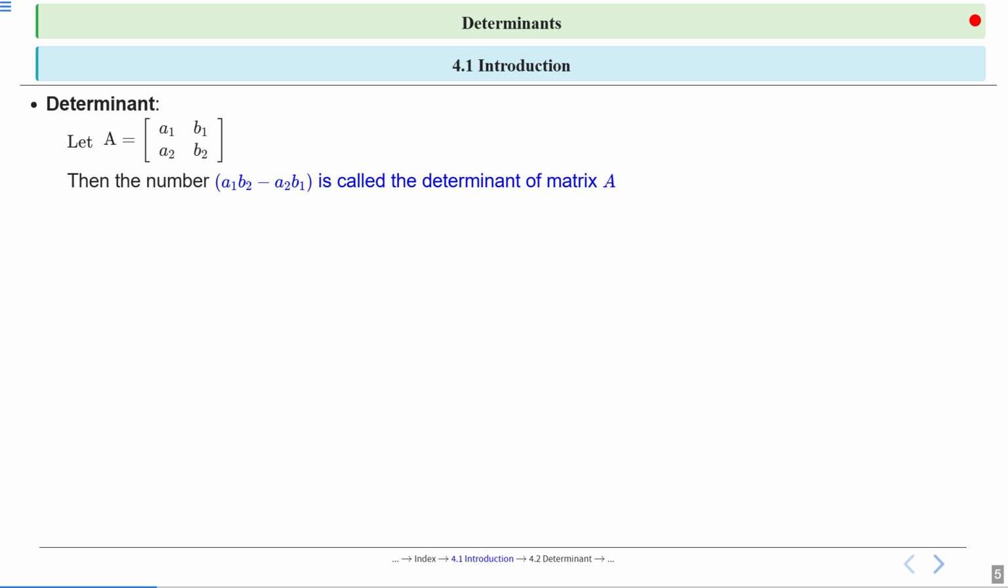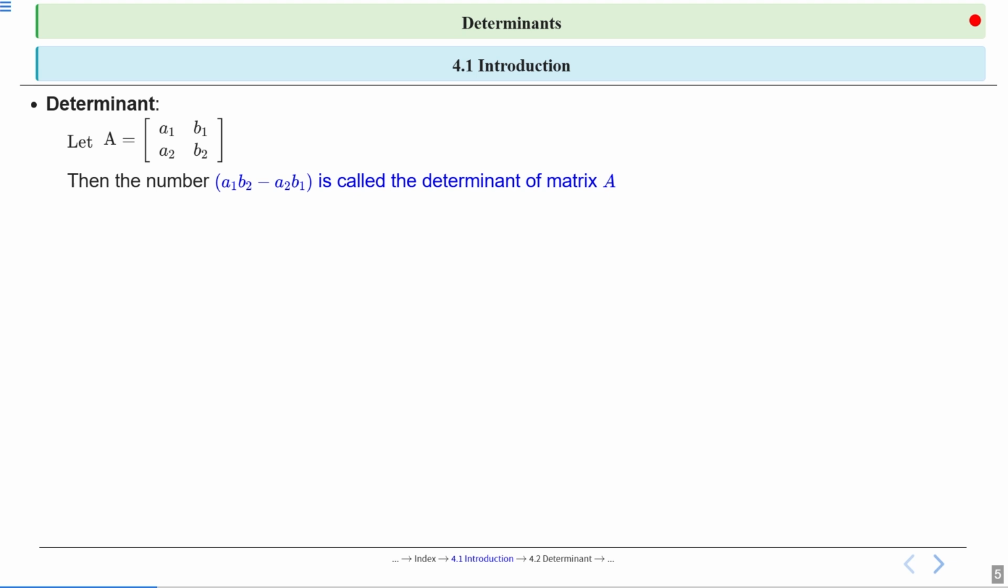We can solve a system of linear equations algebraically and also by using determinants. So we see a system of linear equations, a1x plus b1y equal to c1, a2x plus b2y equal to c2, and then we represent it in matrix form, and then we relate it with an expression, a1 b2 minus a2 b1. We see that if a1 b2 minus a2 b1 is not equal to 0, then the system of linear equations has a unique solution. So this expression is important for us, and that expression is called the determinant.